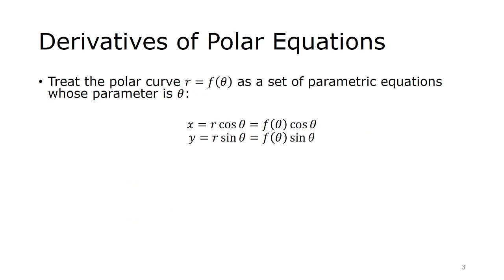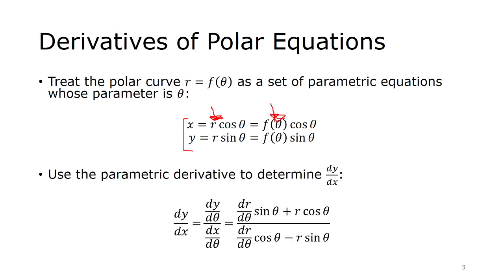Remember these formulas, x equals r cosine theta and y equals r sine theta, that we use to rewrite between rectangular and polar forms. We'll use those when we try to find dy/dx also. Remember, we can write r as a function of theta. So what we'll do is treat these as parametric equations, where r is written as f of theta in both. And in this case, all we really need to do is use that same parametric derivative in order to write dy/dx in polar coordinates.